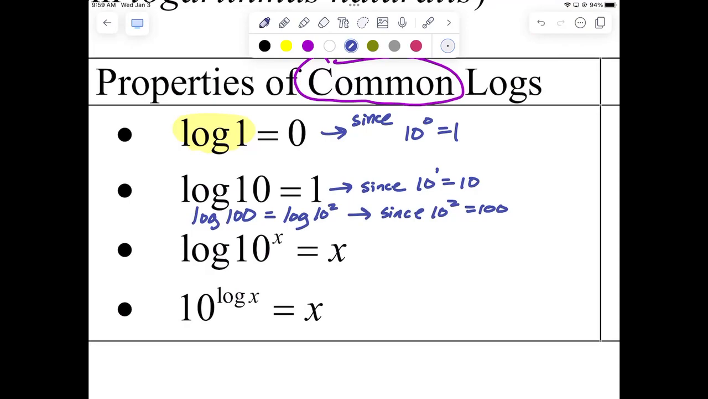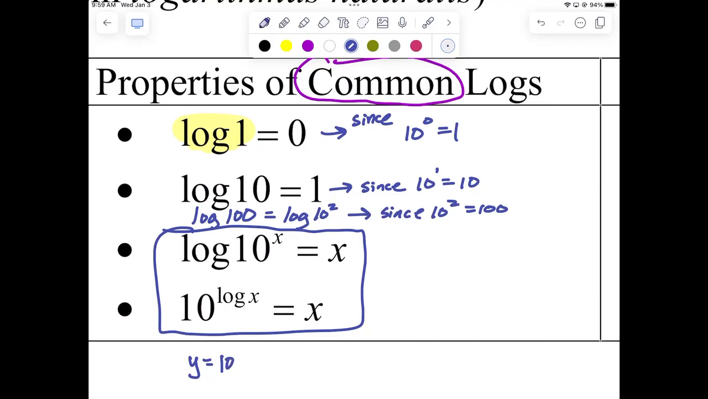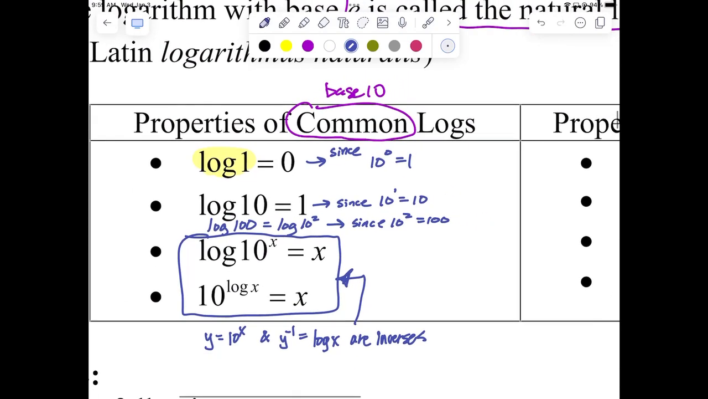10 to the log base 10 of x is also x. This is the fact that these two are what of each other? Inverses. y equals 10 to the x, and y inverse equals log of x are inverses of each other. So when you compose those in any order, doesn't matter which one you do first, they undo each other, and you're right back where you started. Okay.